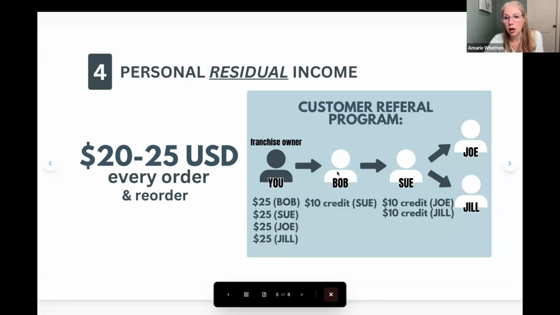But as a franchise owner, I have a customer, Bob. When Bob shares with Sue, Bob gets a $10 store credit, and Sue shares with Joe and Jill. Sue gets a $10 store credit for Joe and for Jill each month that they order.